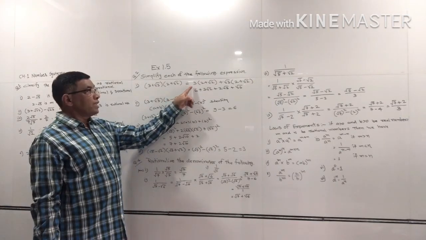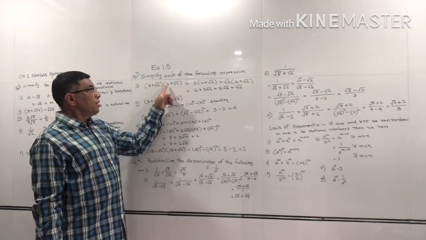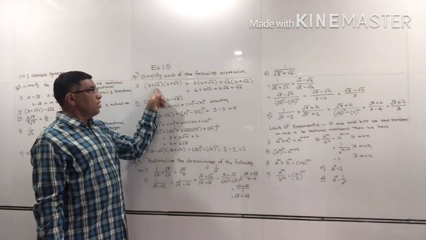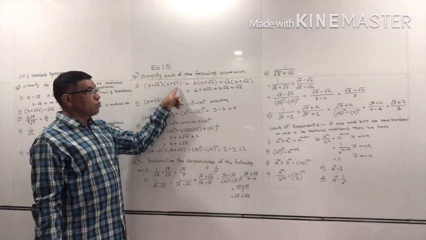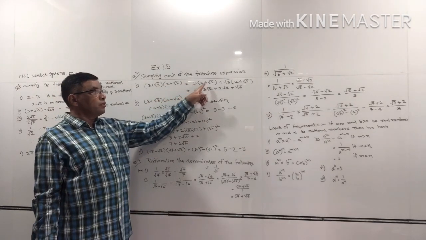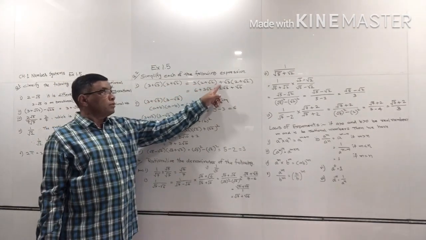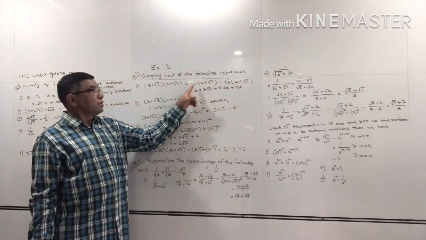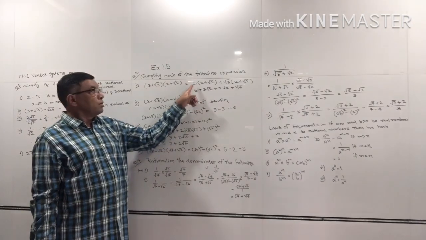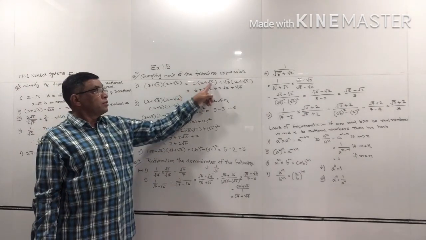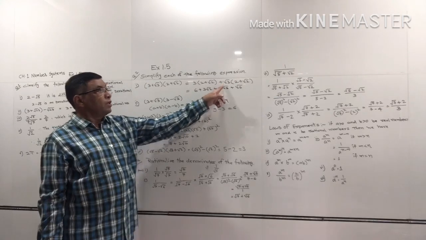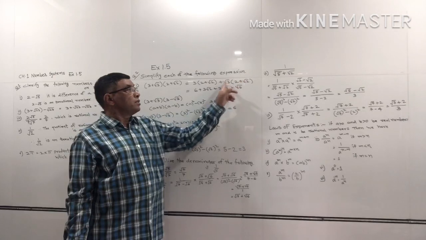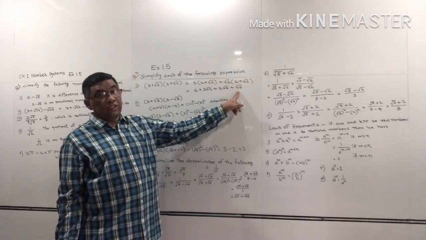So we expand it: 3 into bracket 2 plus root 2, and plus root 3 into bracket 2 plus root 2. So 3 into bracket 2 plus root 2 plus root 3 into bracket 2 plus root 2. What we get? 6, then plus 3 root 2, plus 2 root 3, and root 3 into root 2, which is root 6.